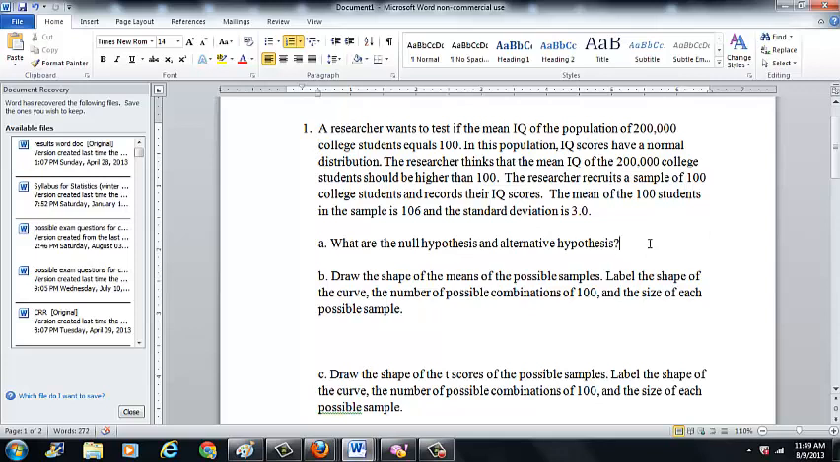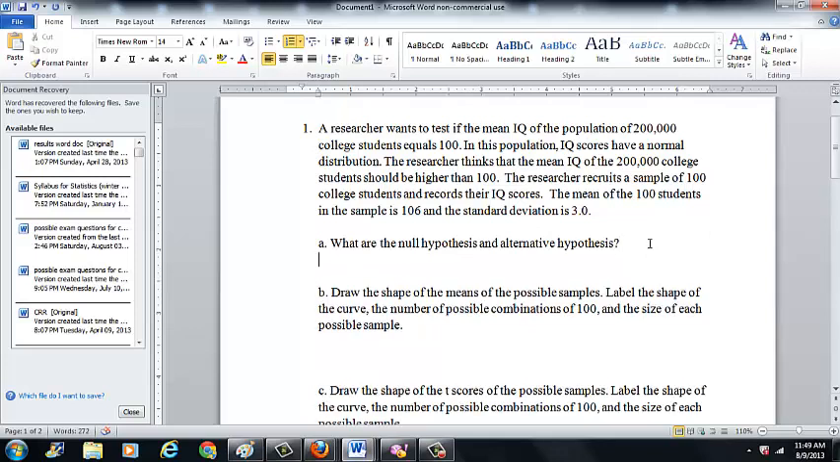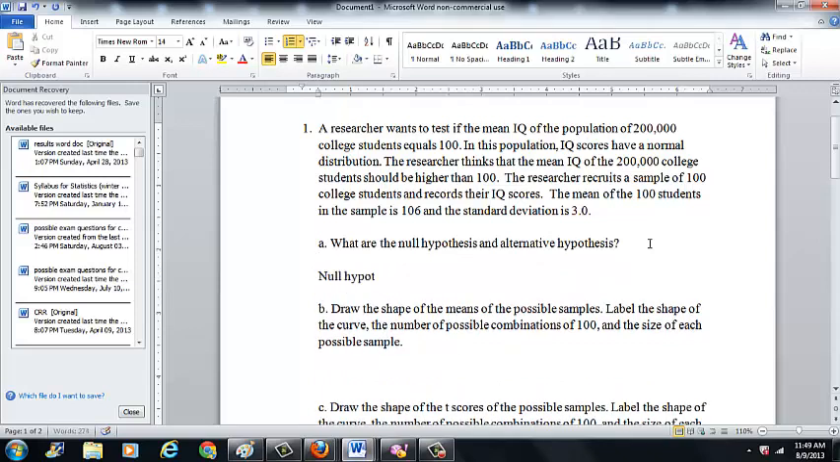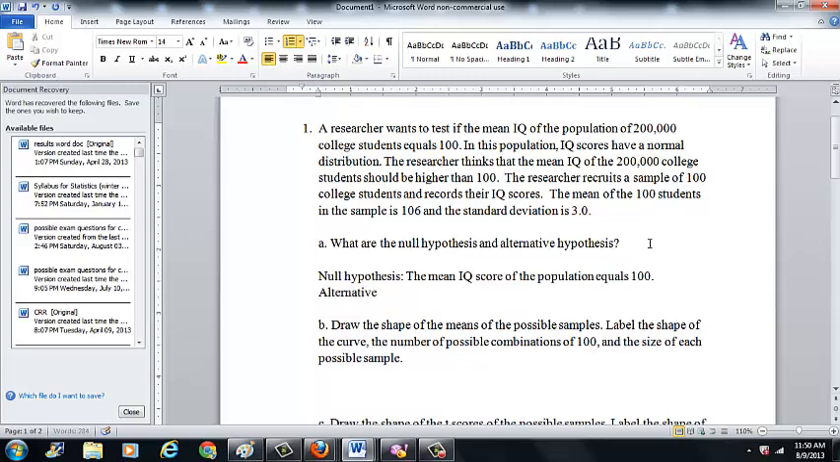In the first question, in part A, I ask you what are the null hypothesis and alternative hypothesis of this study. In the one-sample t-test, the null hypothesis says that the mean of the population does equal the value being tested. So in this question, the null hypothesis would be the mean IQ score of the population equals 100. The alternative hypothesis is what the researcher is hoping to support or show evidence for.